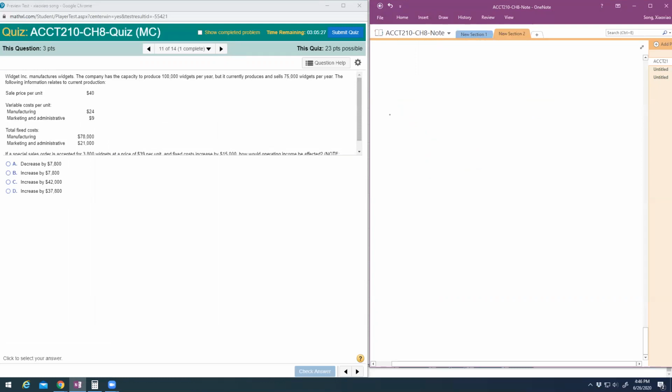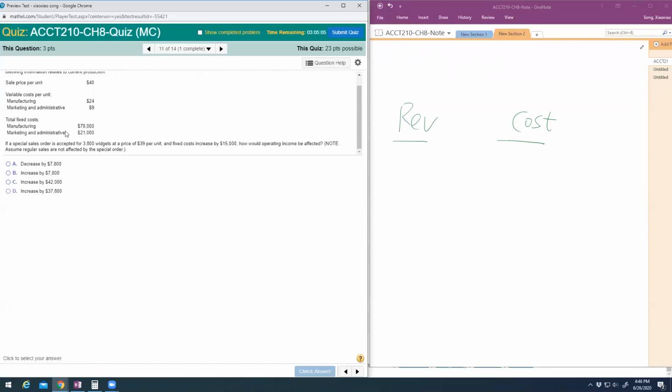We said the rule is we compare relevant revenue with our relevant cost. So you have a special order, capacity to make 100,000. You currently just make less, so you have enough capacity. The following information: normal selling price, we don't worry. Variable cost, manufacturing, marketing, total fixed cost.